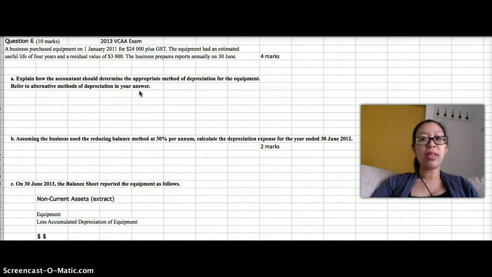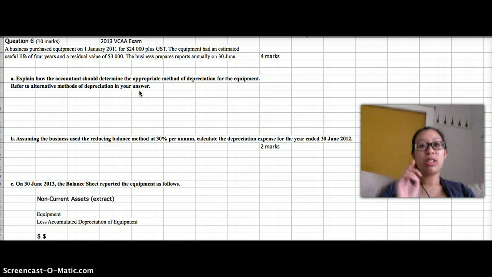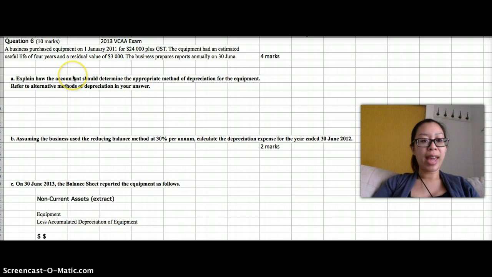So we've learned two methods. One of them is straight line and the other one is reducing balance. Now the question isn't asking you to choose one, it's just asking you what the accountant should think about. So first of all, we should tell the accountant what the two kinds of methods are. Now it just says equipment, it doesn't say what kind, so we don't know if there's moving parts or not. Let's talk about straight line first.